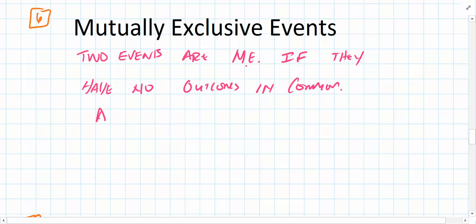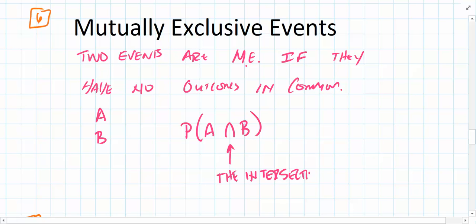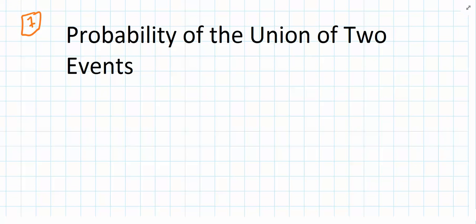If A is an event and B is an event, and they are mutually exclusive, then the probability of getting A and B, which we say is the intersection, is equal to 0. So if your events are mutually exclusive, then the probability of getting A and B together is 0, which means it's a totally unlikely event. It cannot happen.